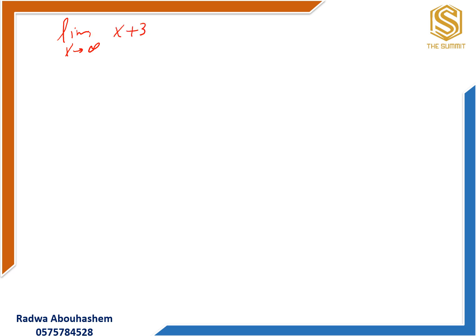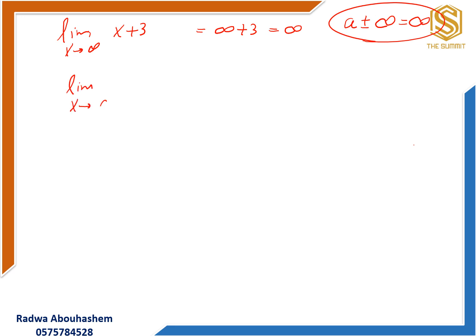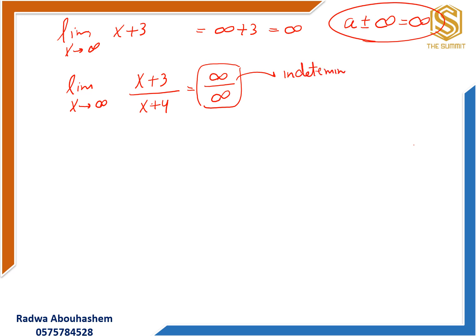So the first step, direct substitution, I'm going to substitute. So it would be infinity plus 3. That gives me infinity. Anything positive or negative infinity gives you infinity. Okay, good. What if I have something like this? If I substitute, it gives me infinity over infinity, an indeterminate form. So this means I have to manipulate.